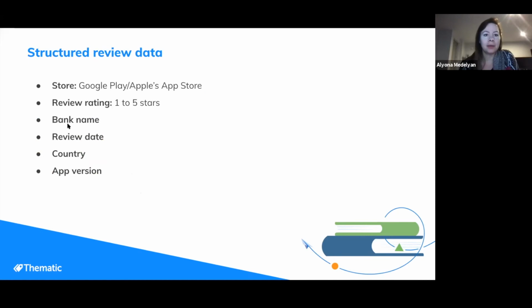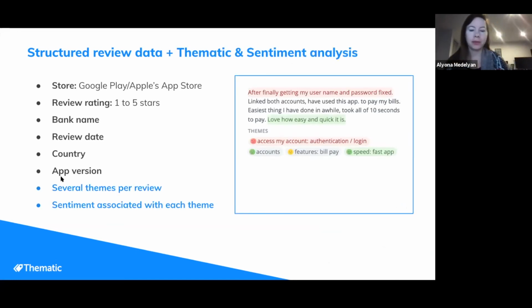And what we collected here: the name of the store, how many stars each review has, bank name, review date. Of course, we didn't know who the customers were, but we knew the countries and the app version. And then what Thematic brings in, we basically added themes and sentiment associated with each theme. So here's an example where we have a review.